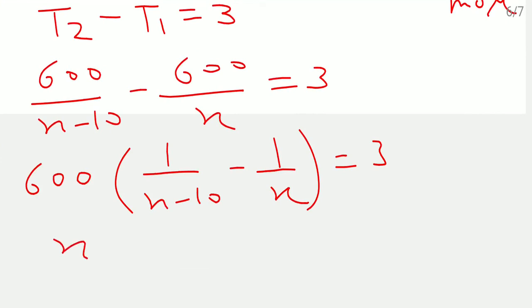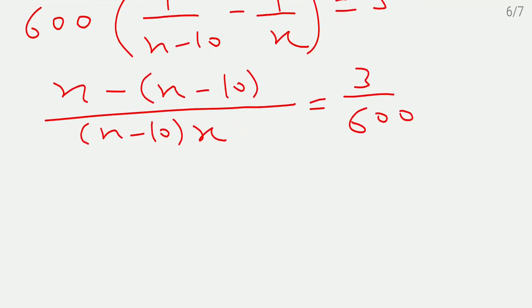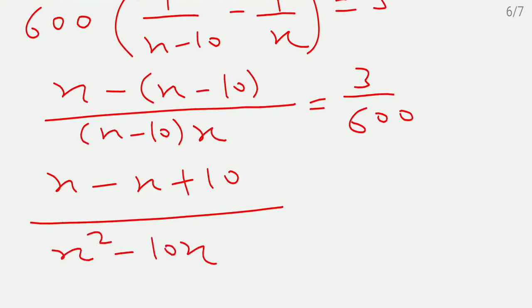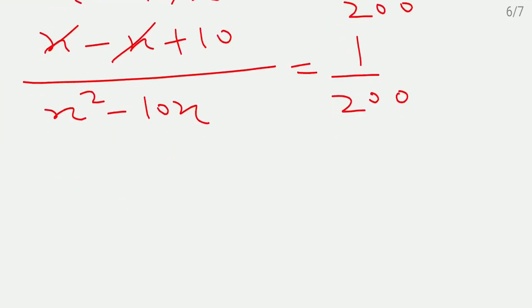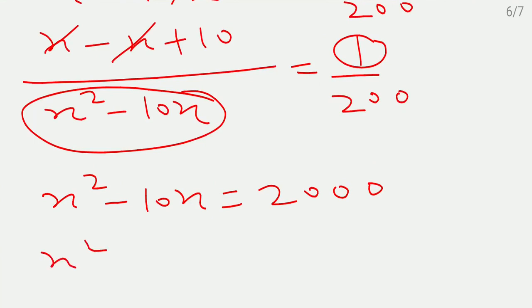I'll do the LCM now. In the bracket, x minus (x minus 10), at the denominator, x minus 10 into x, which is equal to 3 by 600. Now I'll just open the bracket: x minus x plus 10 divided by x square minus 10x, which is equal to 3 ones are 3, 3 twos are 6, so it is 1 by 200. The minus x plus x got cancelled. Now cross multiplying, x square minus 10x is equal to 200 into 10, 2000. So x square minus 10x minus 2000 is equal to 0.